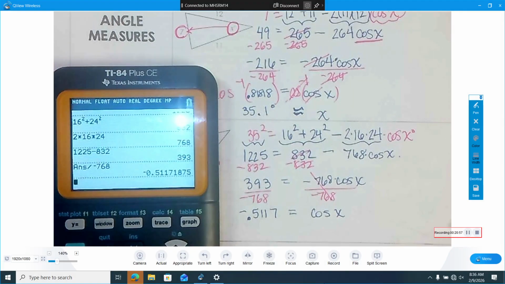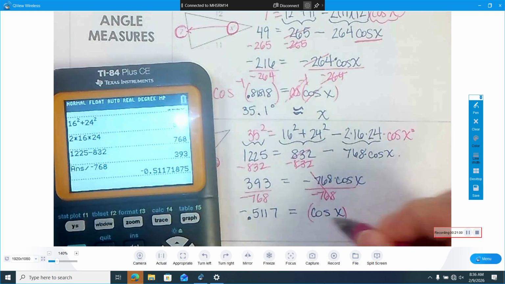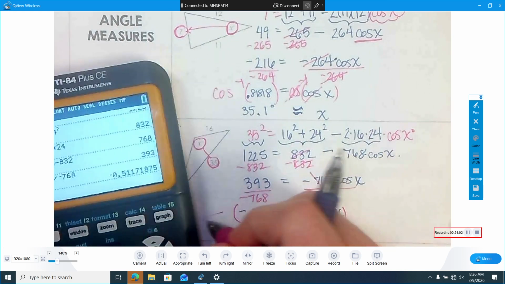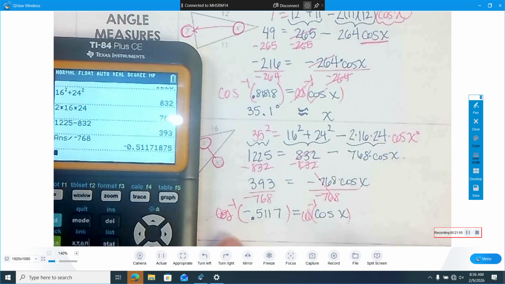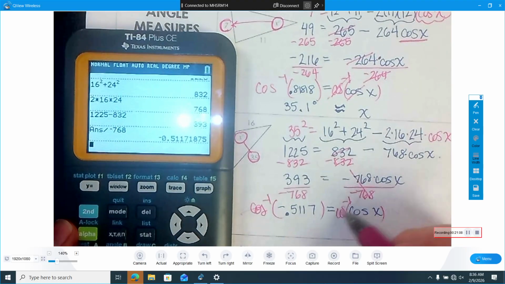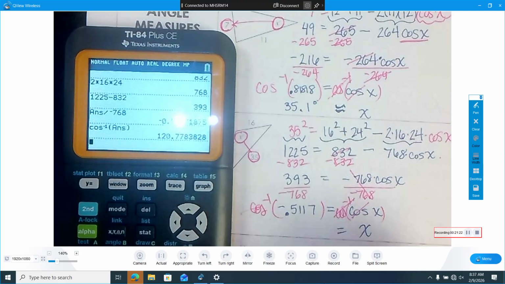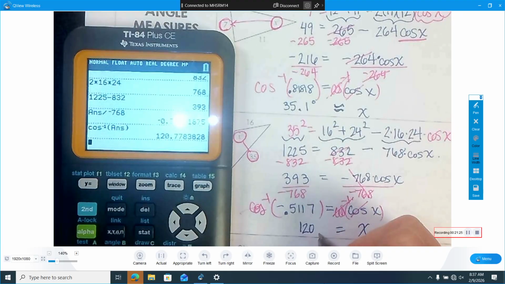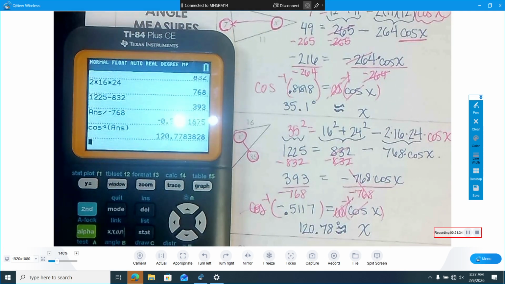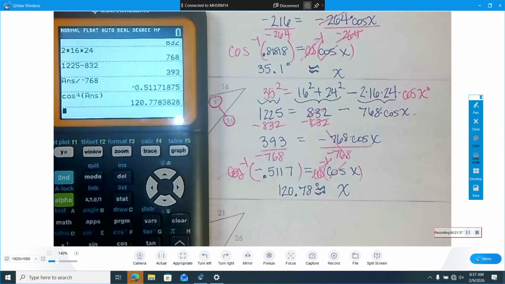How do we free our angle? Cosine inverse of both sides. Again, just smush it in, ladies and gentlemen. That's so important. We math teachers love to see you're understanding your inverse operations. All right, so I'm going to do second cosine inverse of my answer. And I get about 120.78 degrees to the hundredths. But again, Delta Math is going to change what to round to every time, so read carefully.